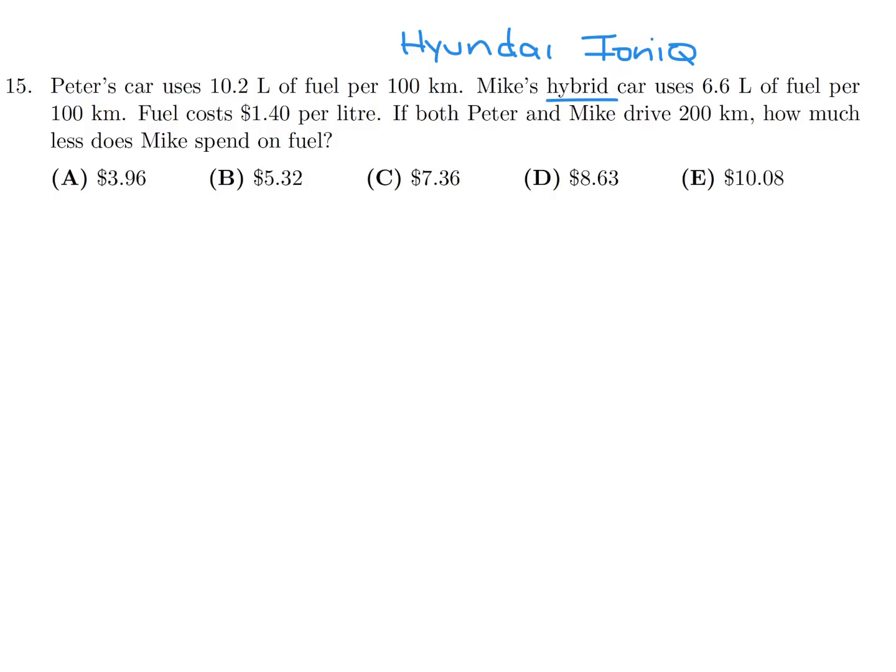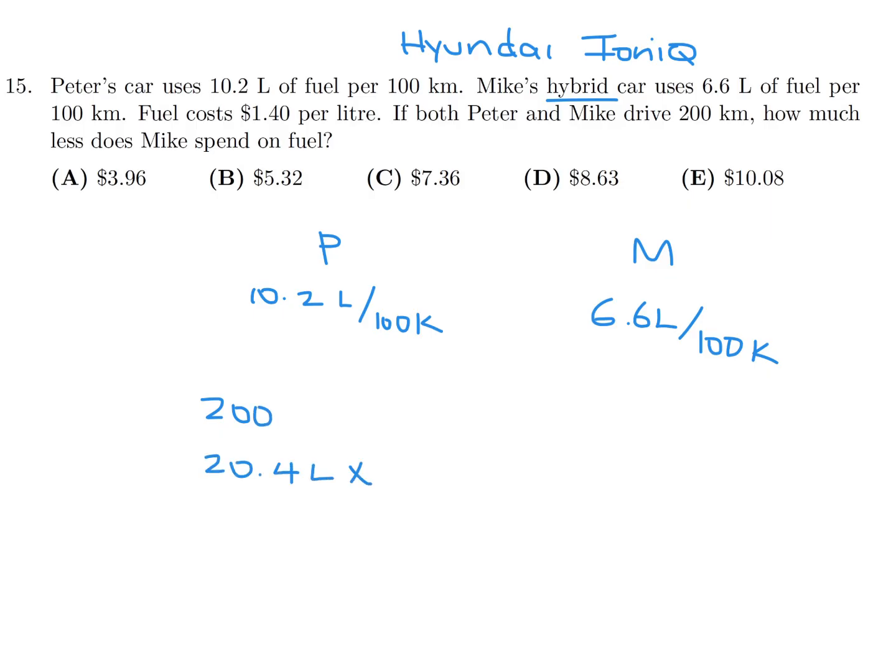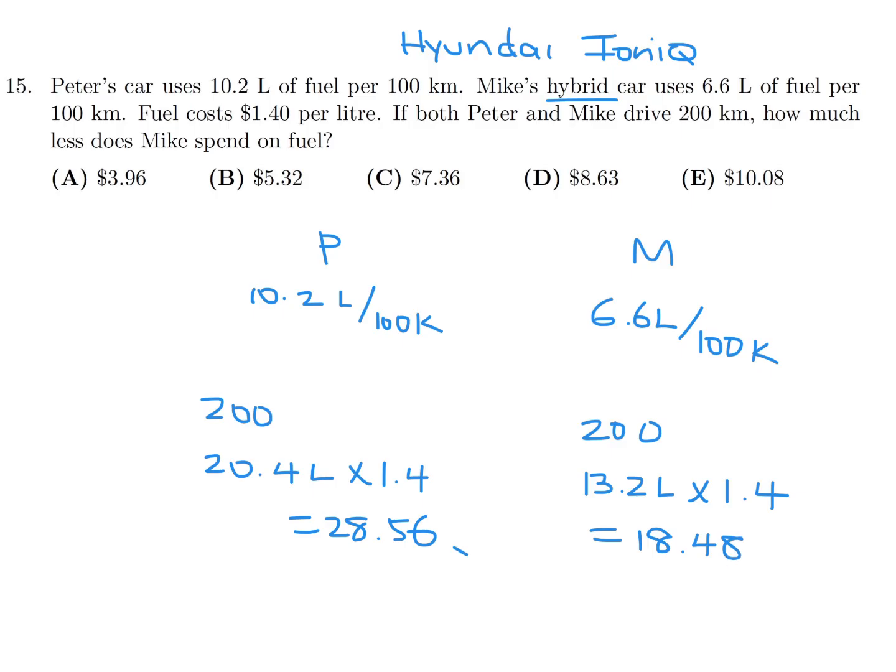All right, let's go with the question here. So we got 10.2 liters per 100 K for this guy, Peter. And then for Mike, it's 6.6 per 100 K. And then we're talking about 200 kilometers. So for 200 kilometers, it would be 20.4 liters at $1.4 per liter, and that's $28.56. And then same thing for Mike, 200 kilometers, 13.2 liters at the same price, right? I'm assuming it's the same price for both, and that's 18.48. And then we would have to compare these two prices to look at the difference, and the difference is 10.08. So 10.08 is really the difference, and therefore that's E.